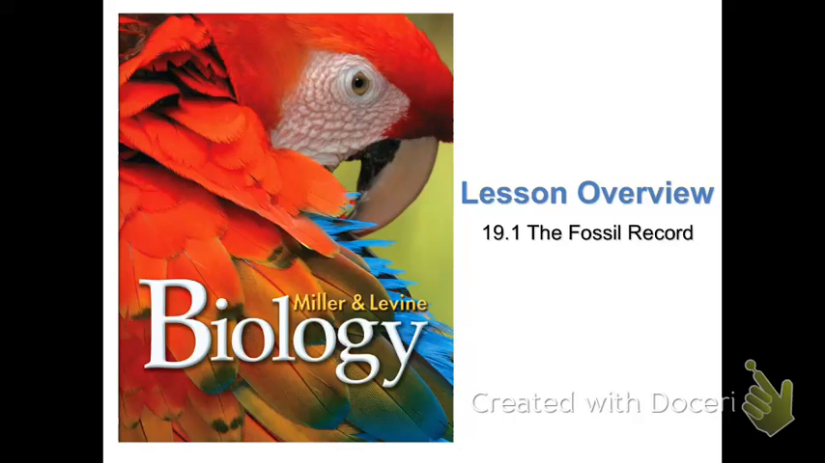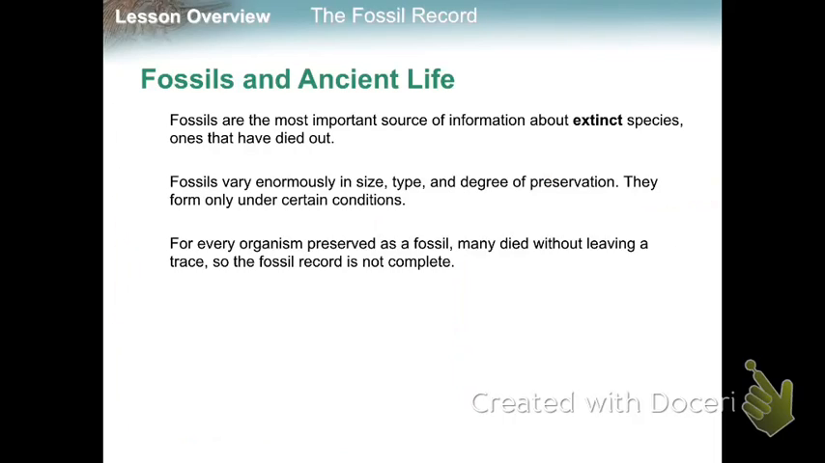We're going to talk about fossils today, the fossil record, different kinds of things we can find out. Fossils give information about extinct species. They vary widely, and they only form under certain conditions. So it's very feasible, like I've been saying, that we're looking at one piece of a 500-piece puzzle and we're trying to determine the picture from that.